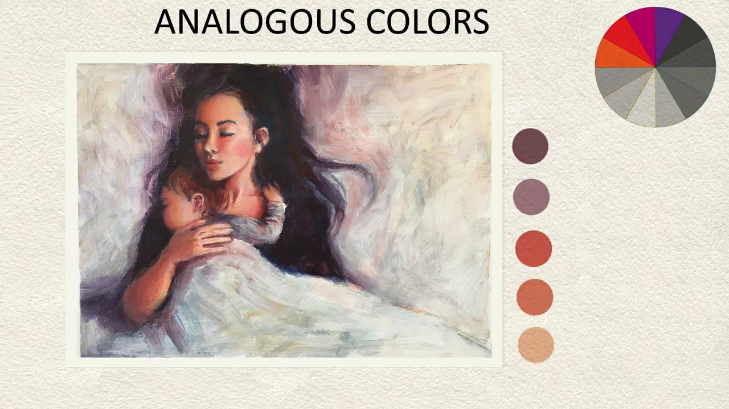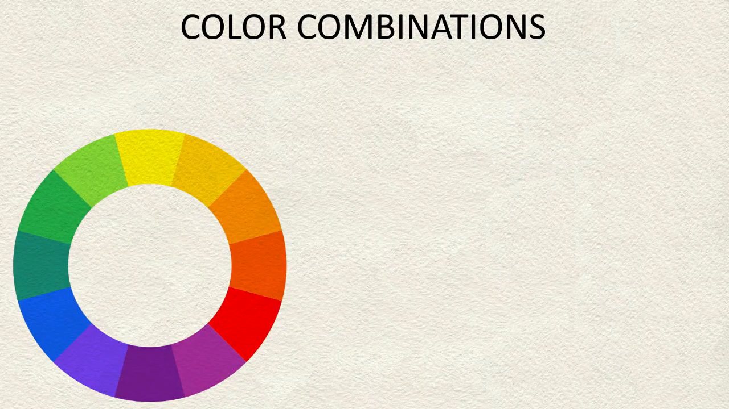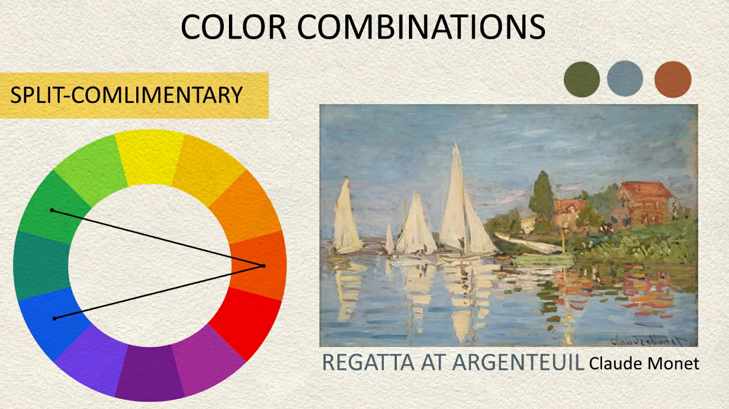Now we'll briefly review a few other types of color combinations. This is a split complementary color scheme. We have red-orange on one side of the color wheel, and the complementary color on the other side is split into two. This gives Monet's painting a slightly more harmonious feel than using a standard complementary palette.